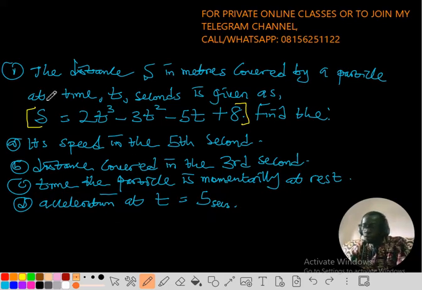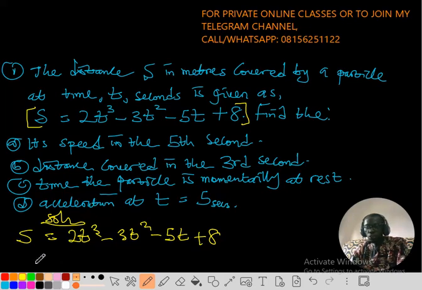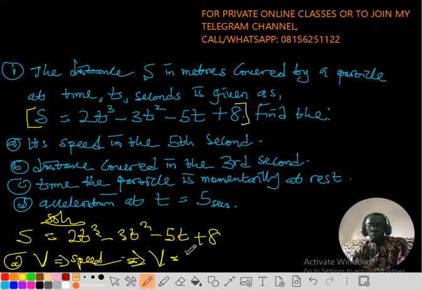Now, to simplify this question, all we need to do first is to write out the equation that we have in this question. And what is the equation? The distance is given as 2t raised to power 3 minus 3t squared minus 5t plus 8. That is it. Now, if you talk about speed, speed is velocity, and that is v equals dx over dt.